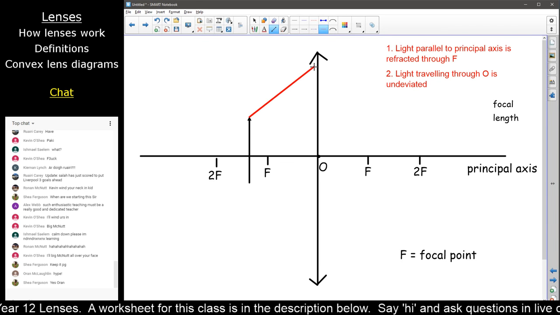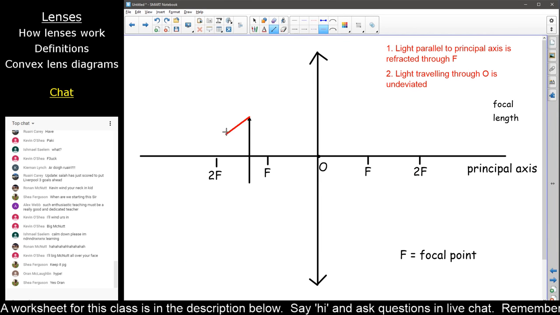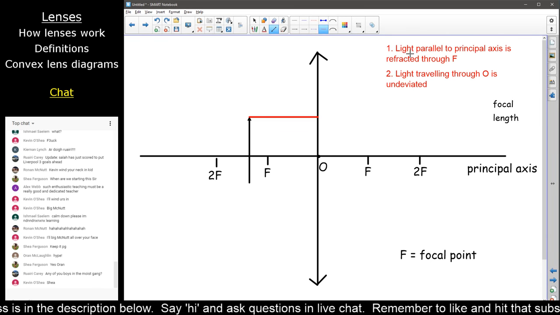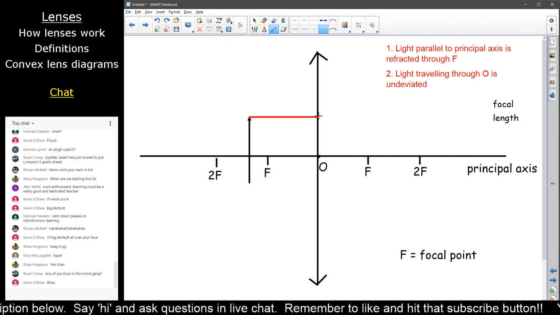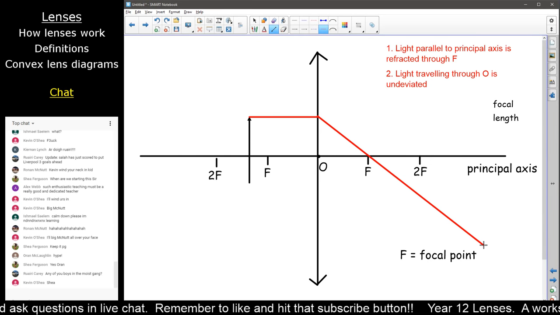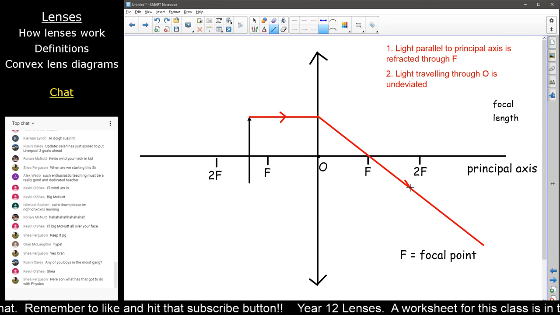There's a ray of light going that way, that way, that way. You get the point. But there's definitely one going that way. And that's the one that interests me, because this ray of light fulfills the first criteria. It's light parallel to the principal axis. And therefore, I know where this ray ends up. It goes parallel to the principal axis and then gets refracted through the point F, like that. Now, if you get a stingy examiner, you'll lose a mark if you don't put the arrows onto your rays of light, because you have to show where they're coming from and where they're going to.